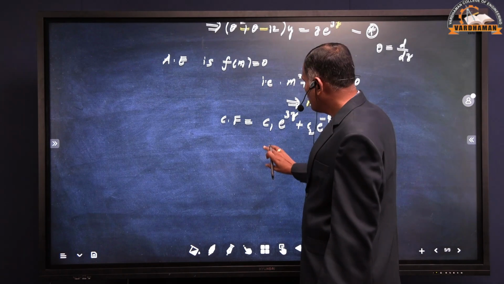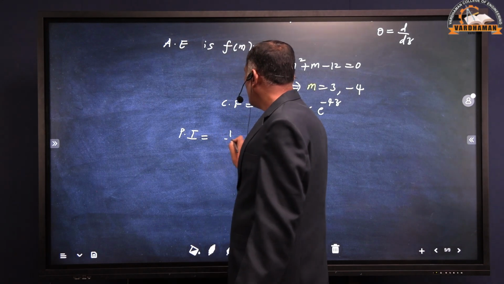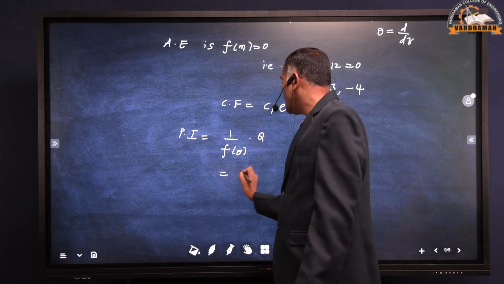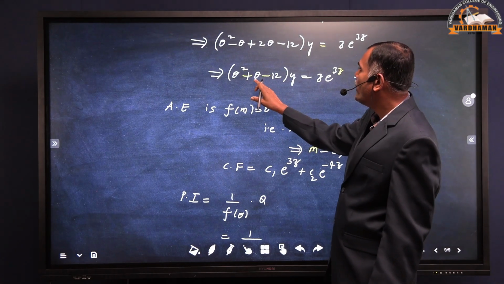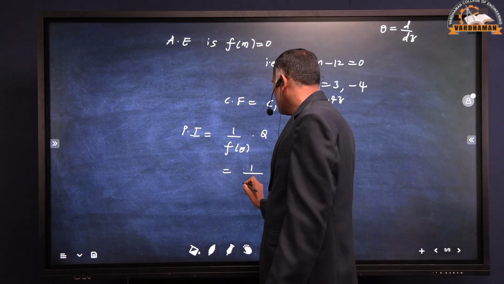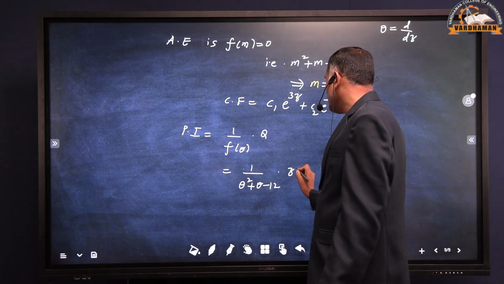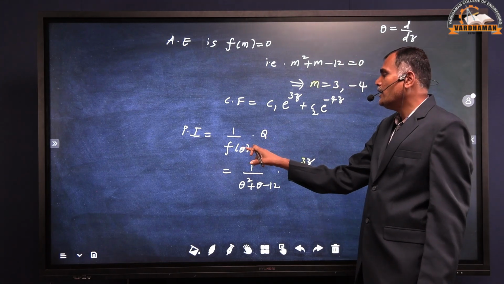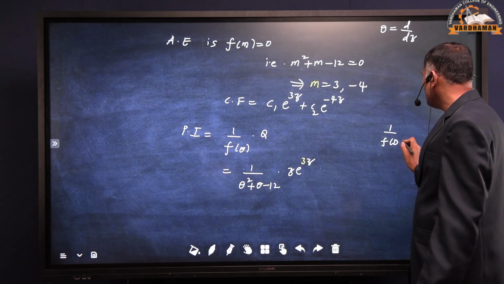Now let us find a particular integral of this problem. The particular integral of star is given by 1 by f of θ into Q. Here f of θ in this case is θ squared plus θ minus 12. So let us write that here: 1 by θ squared plus θ minus 12, into z e power 3z. Now it is of the form 1 by f of D into Q.